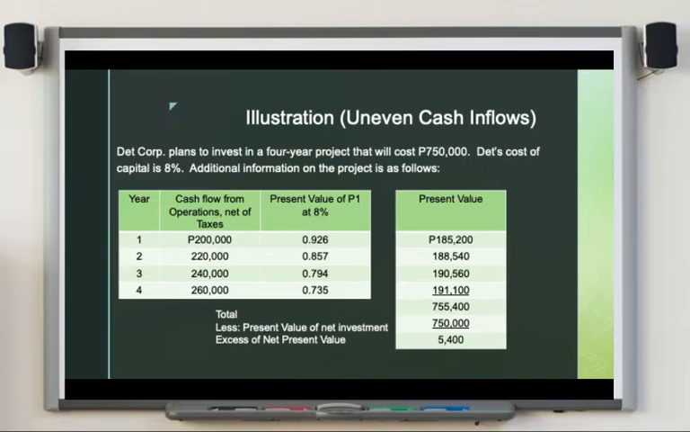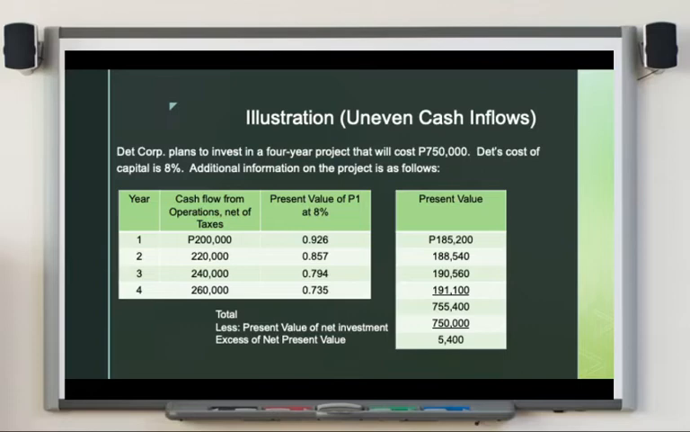For year 1, the expected cash inflow is 200,000. For year 2 is 220,000. For year 3 is 240,000. And year 4 is 260,000. So as you can see, there is an uneven cash inflow every year, and therefore we cannot use the ordinary annuity, but we need to use the present value of 1, simply because the annual cash inflows are not uniform or similar each year.